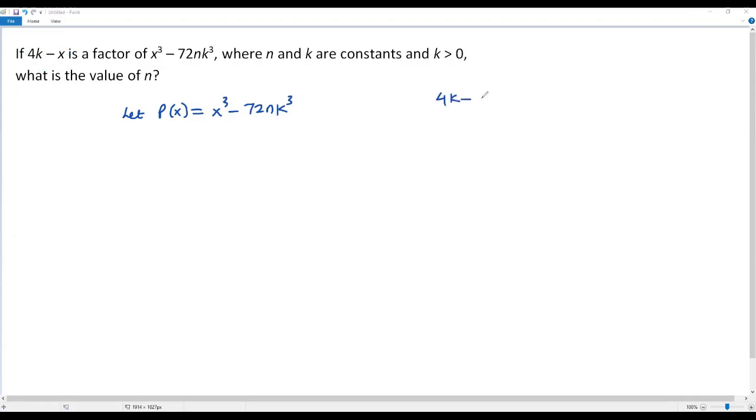Okay, let me do it. That is 4k negative x equals 0. Now let me add x to both sides of this equation. Then negative x positive x will cancel out. I'm getting 4k equals x. Okay, here I equated this factor to 0 and solved for x. That is x equals 4k.